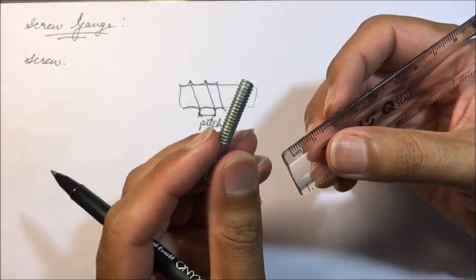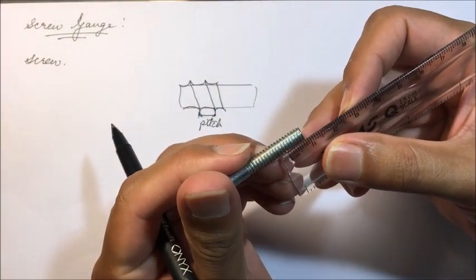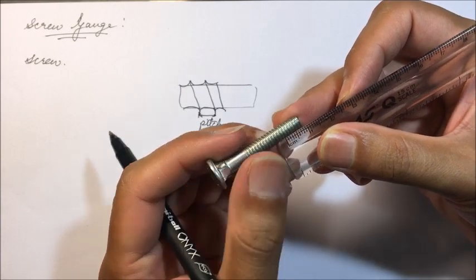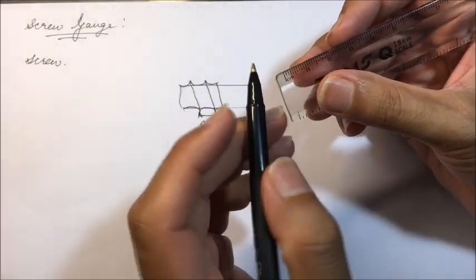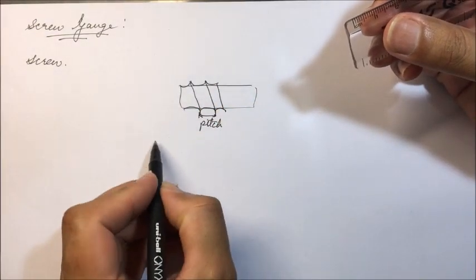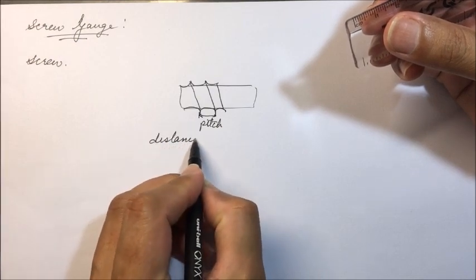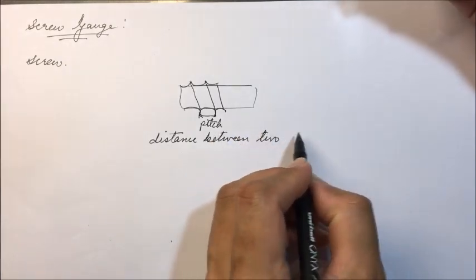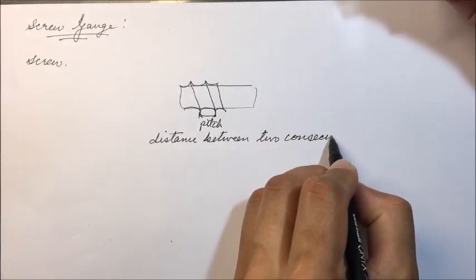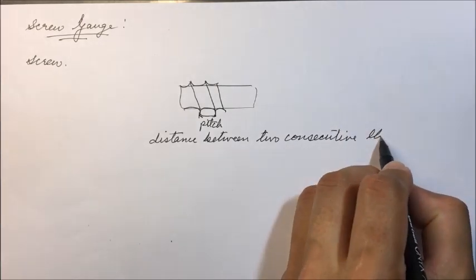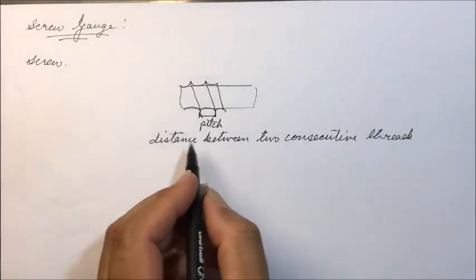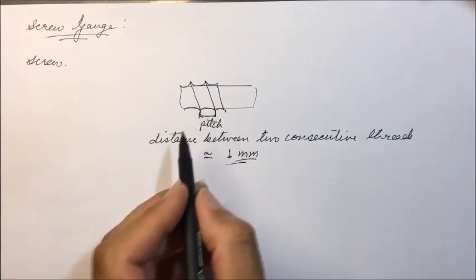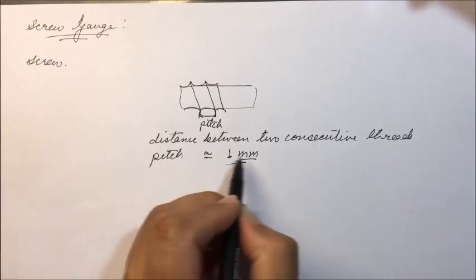If you measure the distance between two threads, for example, I am measuring the distance of 5 threads, it is around 5 mm. So the distance between two consecutive threads, let it be 1 mm. It is approximately equivalent to 1 mm. So the pitch of the screw is 1 mm.